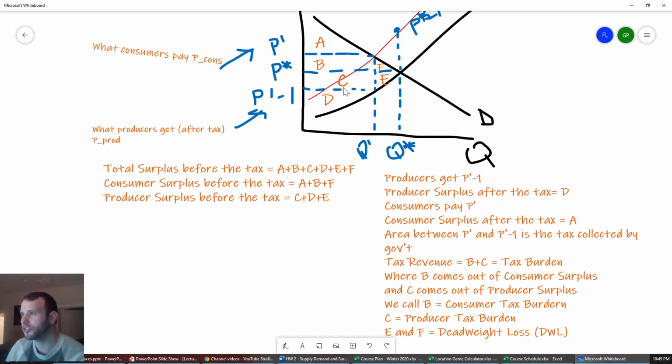And then total surplus is just going to be A plus D. Alternatively, if you wanted to say total surplus is A plus B plus C plus D, I would accept that. That's a perfectly fine answer. That just assumes that someone's getting back this B plus C, which is a fair assumption, that tax revenue is ultimately going to either producers or consumers. But I would rather just stick to A plus D. And then total surplus is going to be decreasing by the deadweight loss, E plus F.